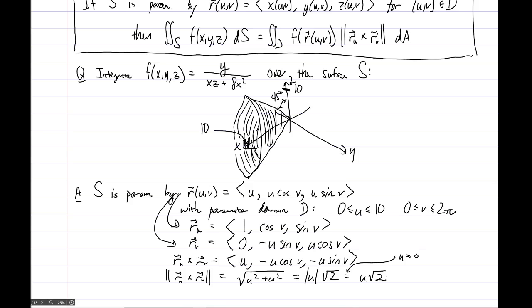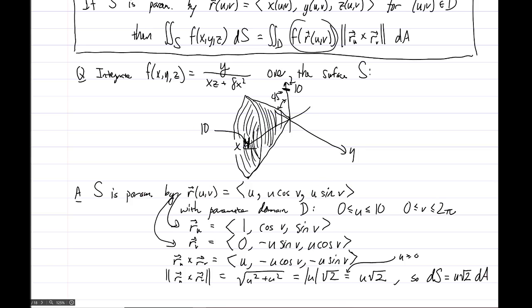So then what's dS? Looking back up here, dS was supposed to be the magnitude of the cross product times dA. So in our example, we'll say that capital dS is equal to this thing that we just computed, u root 2 times dA, where dA is later going to get replaced with du dv or dv du, or polar if we want to do something like that. Let's get there when we get there.